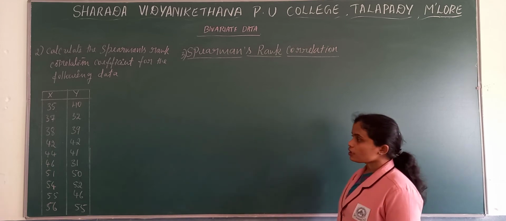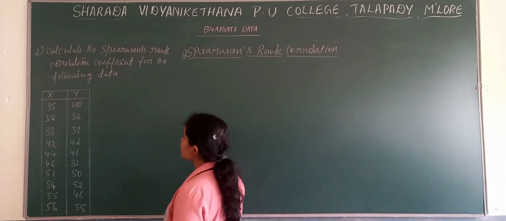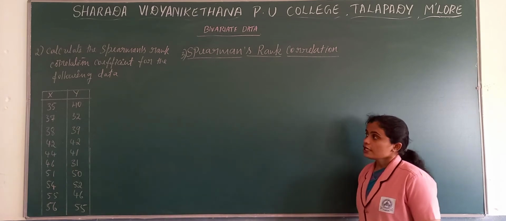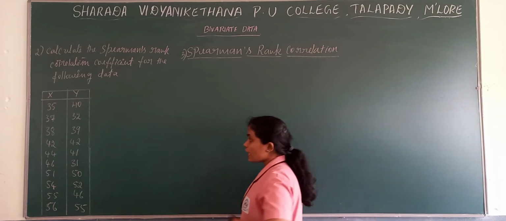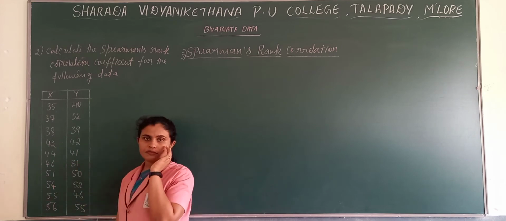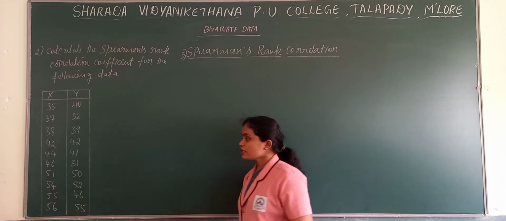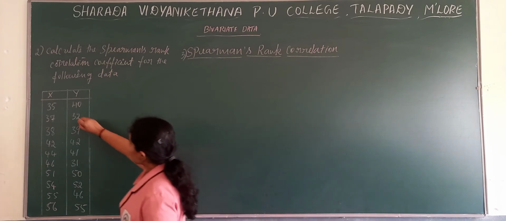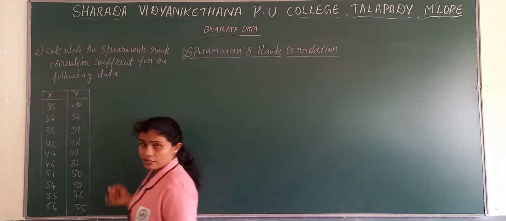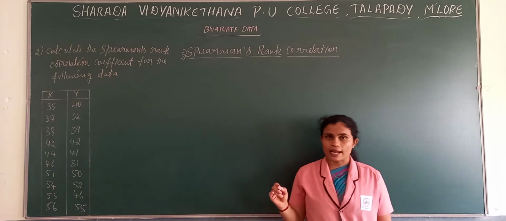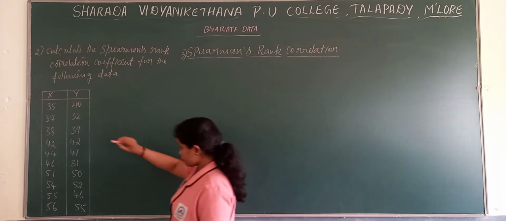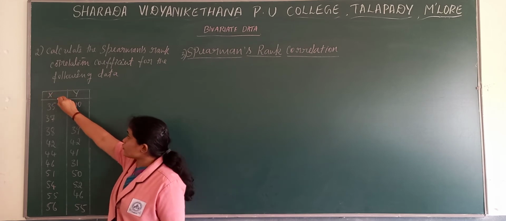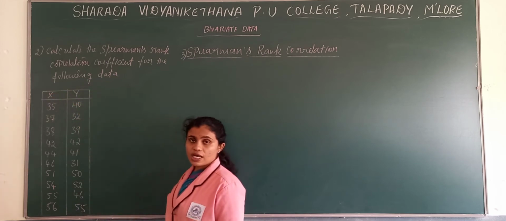Now when you observe the problem here, calculate the Spearman's rank correlation coefficient for the following data. In the previous one, they had directly given the ranks. But here they have not given the ranks. It looks like marks, x and y are given. If it's a rank, they will write ranks in a particular subject.